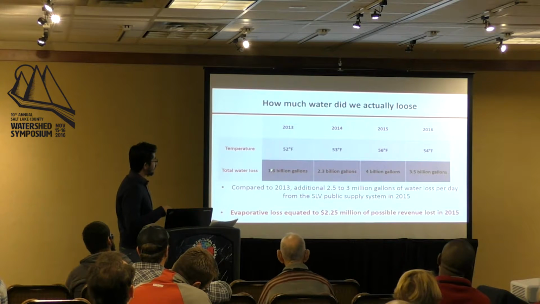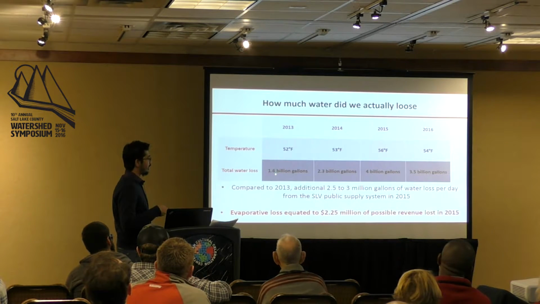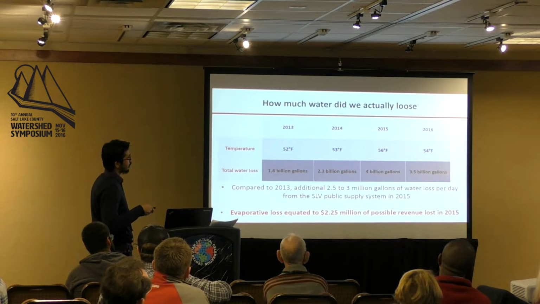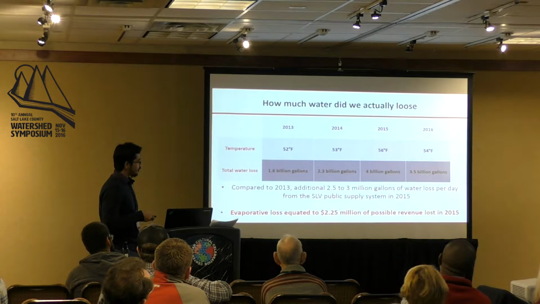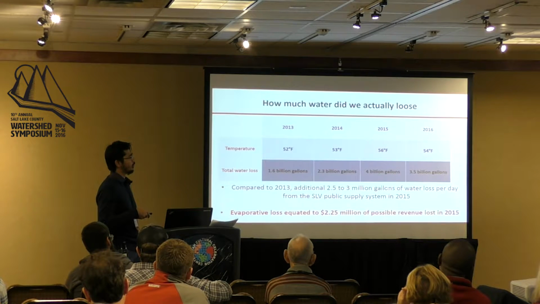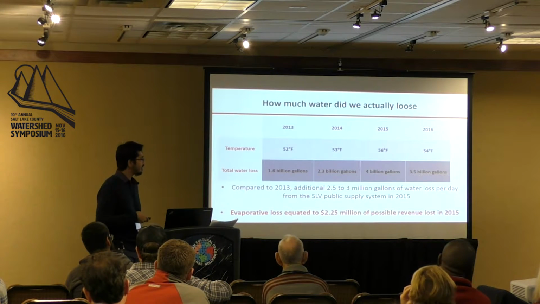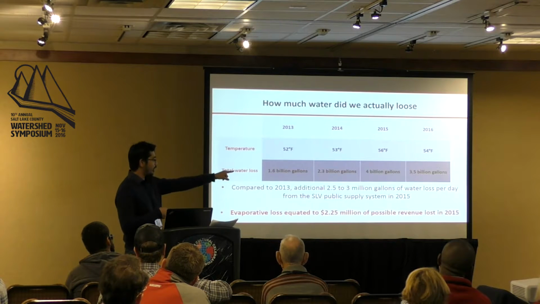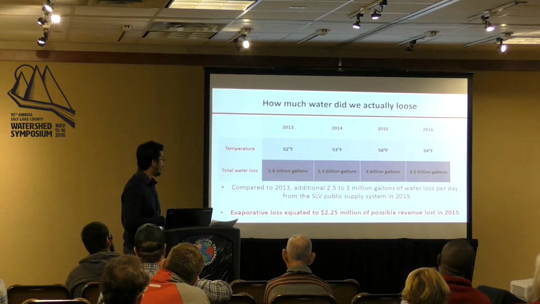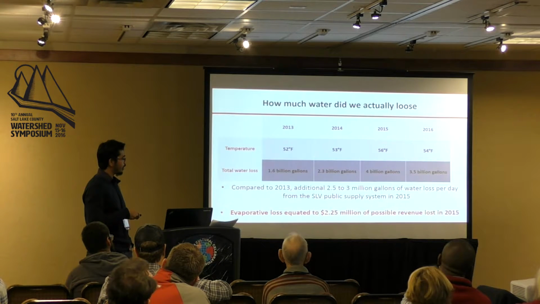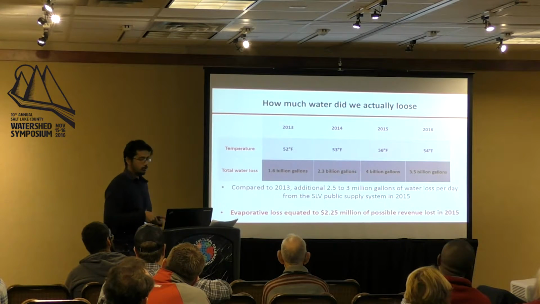So in 2013, we were losing around 1.6 billion gallons of water due to evaporation, which increased to almost 4 billion gallons in 2015. So compared to 2013, we were losing an additional 2.5 to 3 million gallons of water per day from the Salt Lake Valley public supply system. And this is a lot of water. Only Salt Lake City and Sandy use more water than this. So this is like the third largest consumer if you look at the entire valley. And this also leads to a loss of around $2.25 million in revenue to the water managers.